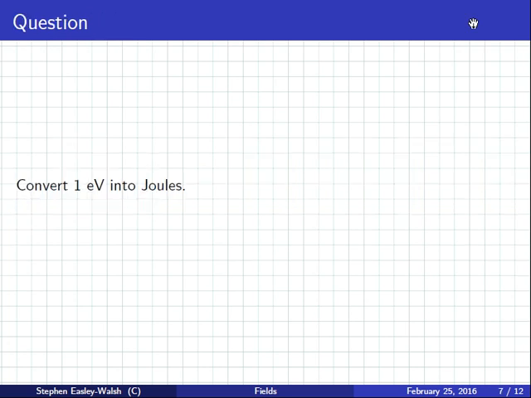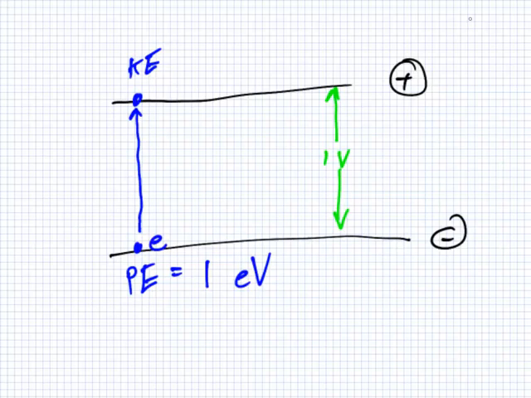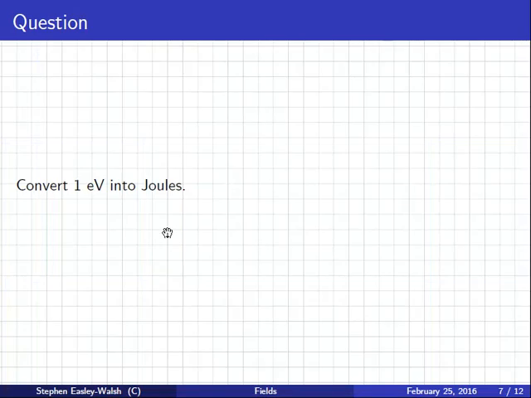So let's look at an example of this. What is 1 electron volt in joules? So we'll go to this picture here. This is 1 electron volt of energy. It's 1 electron in a 1 volt field. So, the question was convert an electron volt into joules.